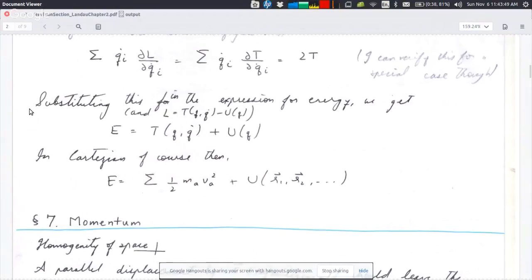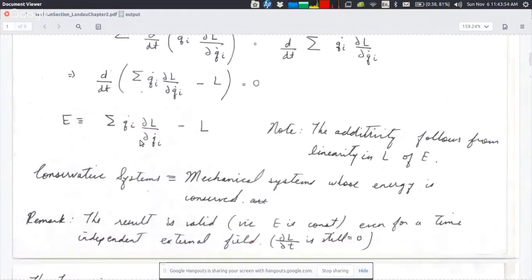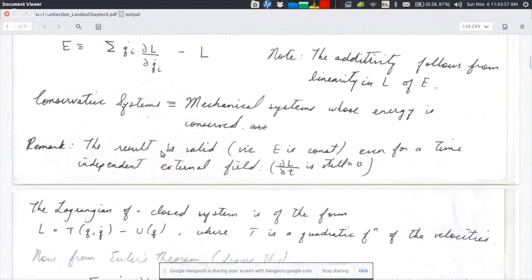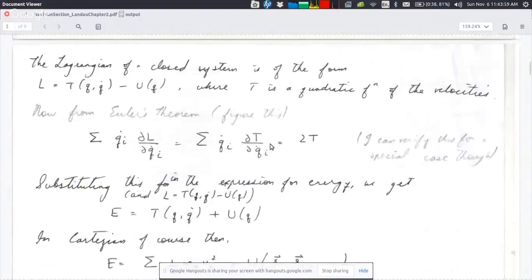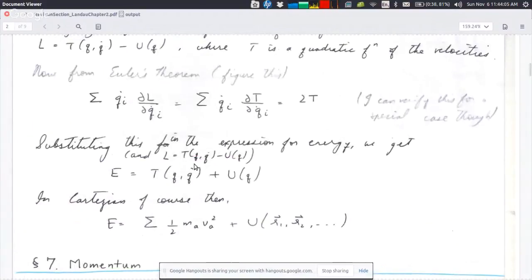All right. Now we know that if you substitute this in the expression for energy, which was given over here, this del L by del q dot is the term that we were massaging, and now we finally got it to 2T. So that means your energy can be written as T minus U. Sorry, the Lagrangian can be written as T minus U. You add a 2T to it, and it becomes T plus U.